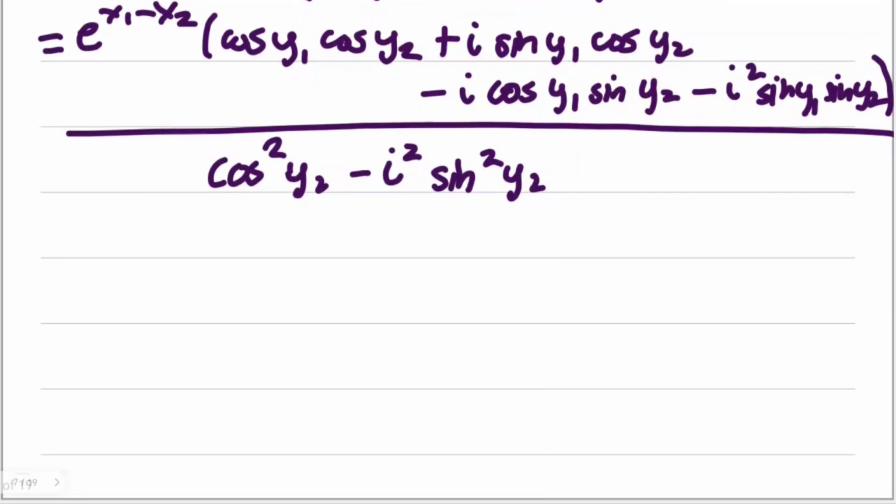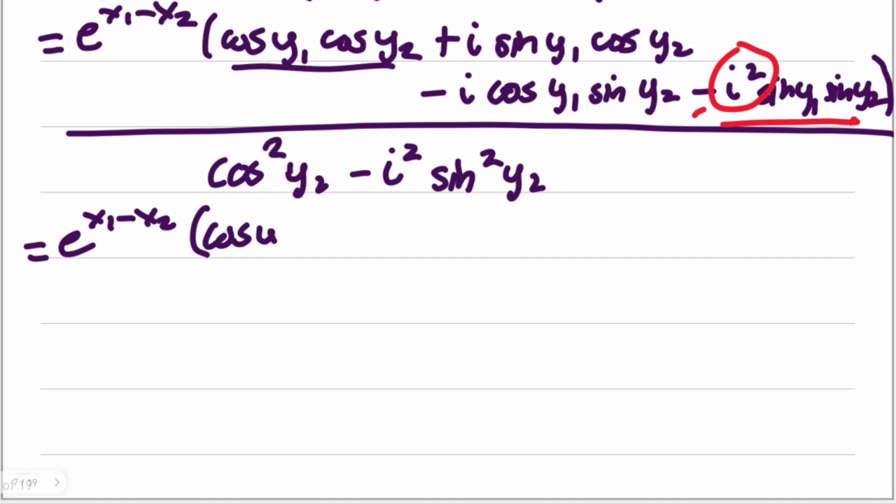Okay, next part. Still e to the power of x sub 1 minus x sub 2. What will happen now on our numerator? I would like to write this as my second term, but take note we have here the square of negative i, which is the square of i, which is negative 1. So negative and negative, it will be plus, okay? So I would write the first term as it is, cosine y sub 1, cosine y sub 2. This would be my second term. Take note, again, the square of i is negative 1. So negative 1 and negative, so you have plus sine y sub 1, sine y sub 2.